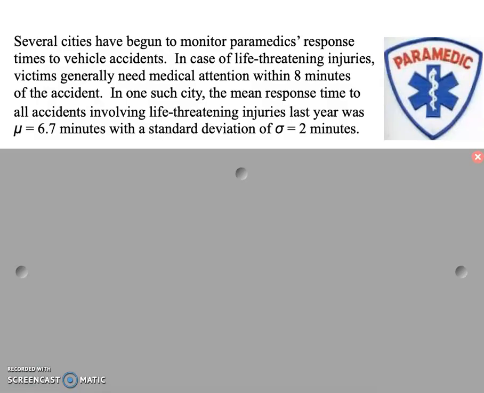Okay, let's look at a real-life example involving paramedics. Victims, life-threatening injuries, you want to get to them within 8 minutes. Now, looking at one particular city, the mean response time was 6.7 minutes with a standard deviation of 2 minutes. By the notation, I can tell that those numbers came from the population, so those are parameters.